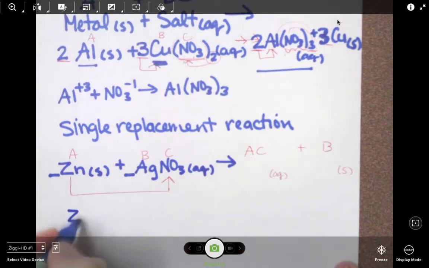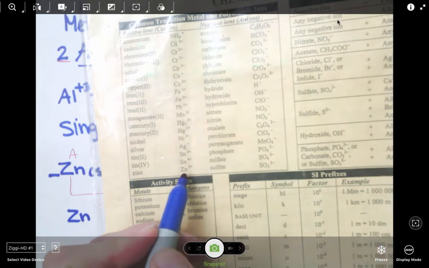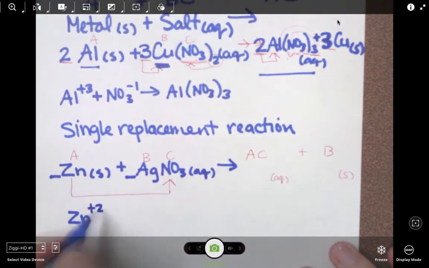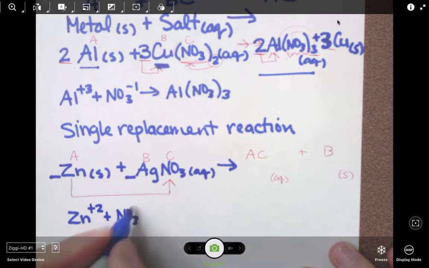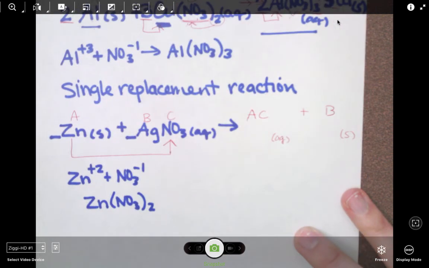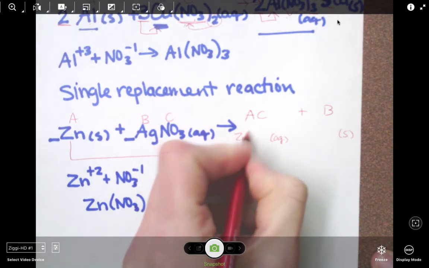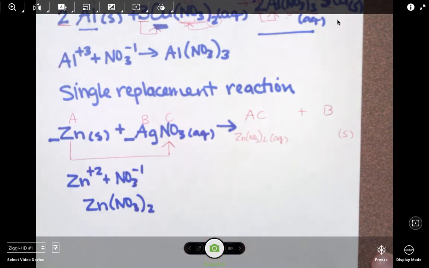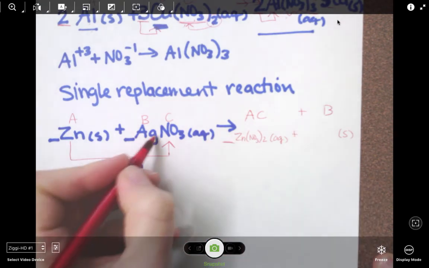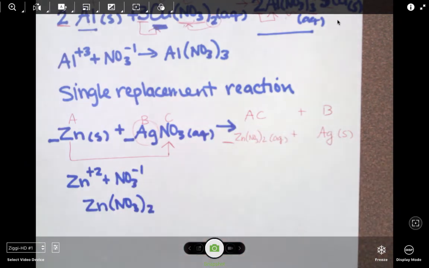So I know that zinc takes on a +2 charge when it becomes an ion. Nitrate is NO3 minus 1, therefore my compound would look like this. So I'll put that over here. My marker's too big. Zn(NO3)2. Leave space for the balance. And then my silver will be left alone, so it turns into a solid.